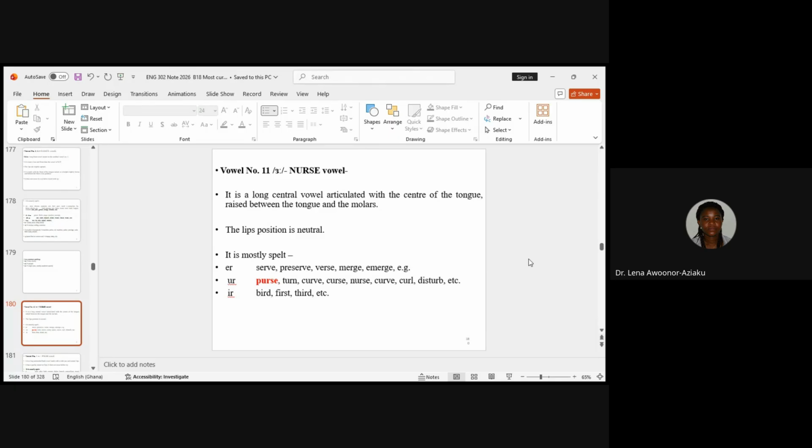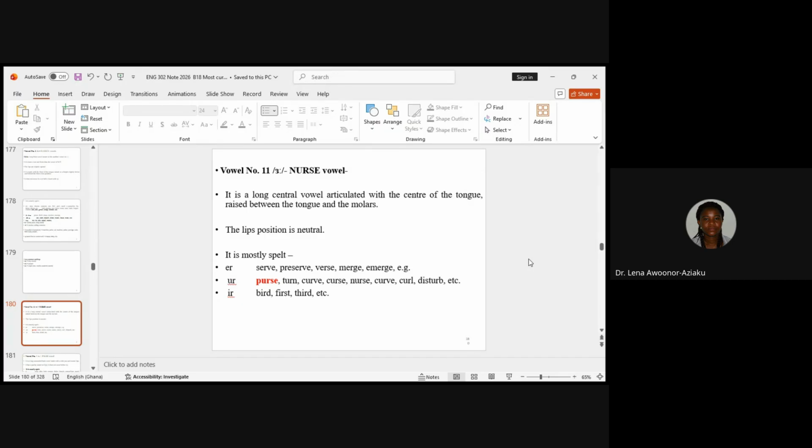But that may not be what you are saying. And sometimes too, the level of centrality also varies. People make it so central. Some make it a bit forward. So if you're not careful, you wouldn't know that the person is using the central or the front one. But a lot of the times, Ghanaians, we frown it. So instead of serve, we say serve. So this is ER, isn't it?